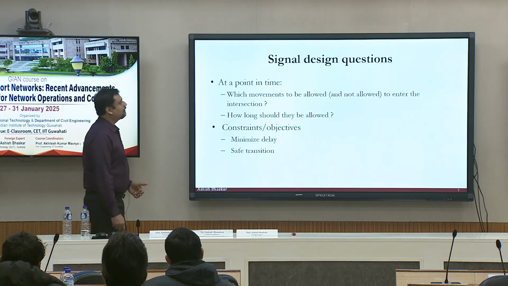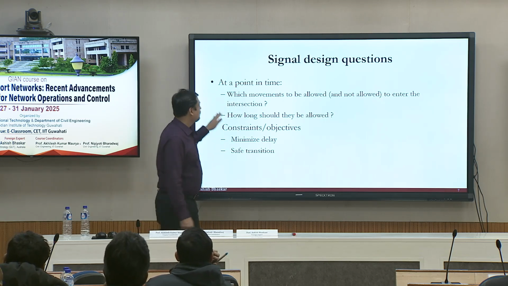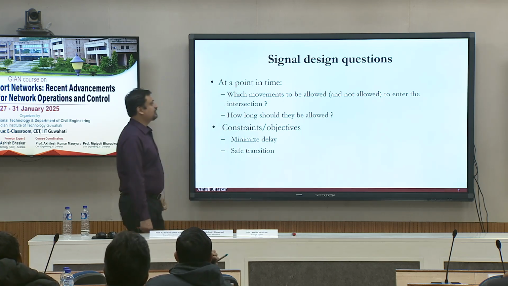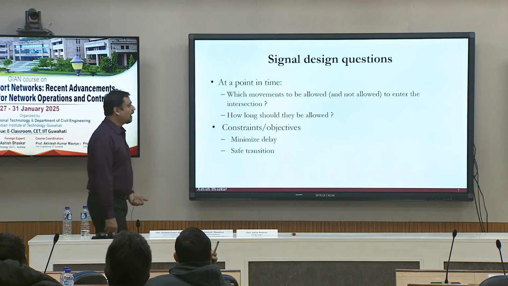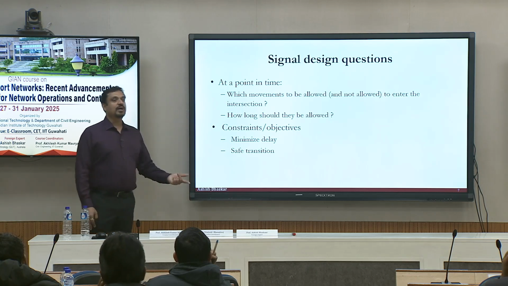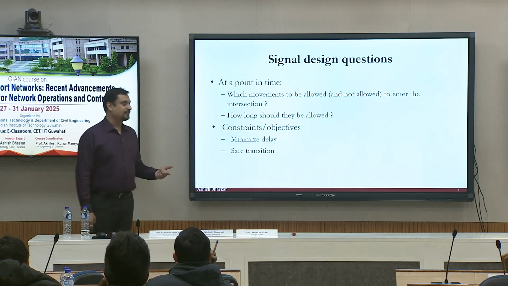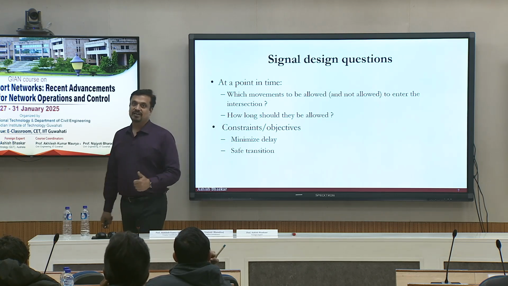Now, at any given point of time, the signal design question is which movement is to be allowed and which is not to be allowed to enter the intersection. That's the first question. And how long they should be allowed. And obviously to do that, you have some optimization objectives in mind. You want to minimize the delay, and you should always have a safe transition.